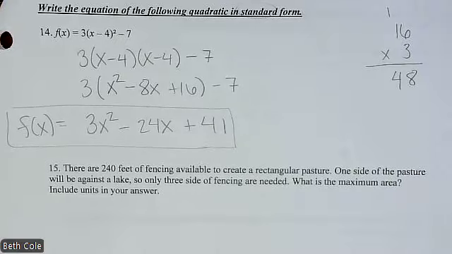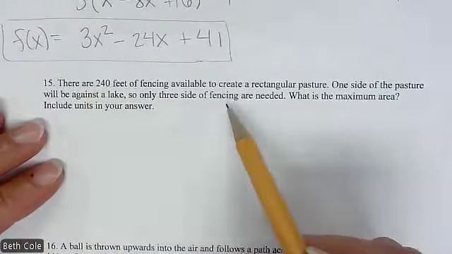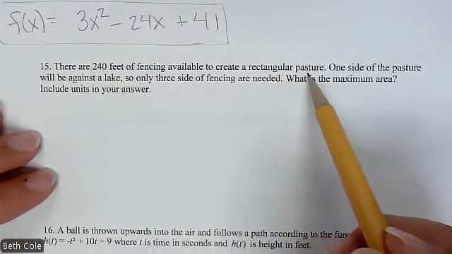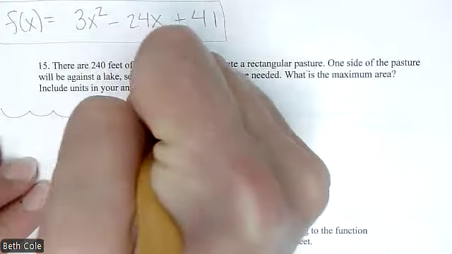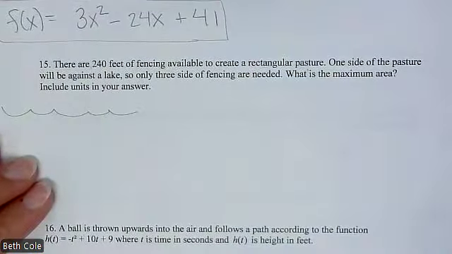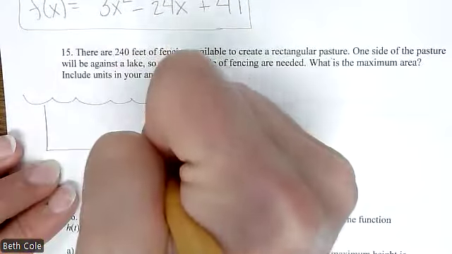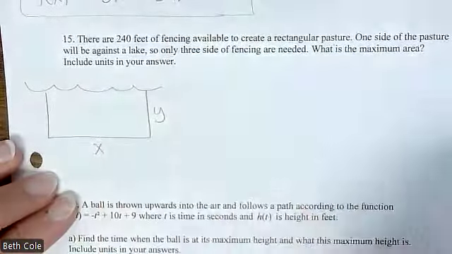All right, and then lastly, we've got our word problems here. This one is just like the one we did in the notes. You have 240 feet of fencing for a pasture, so you're now a farmer. One side of the pasture is going to be against a lake. So here's our lake. I think in the notes it was a barn though, remember? But anyway, this one's against a lake. So here's what we're fencing in. And then you want to call the sides x and y.